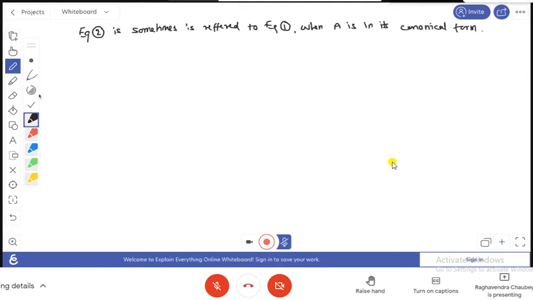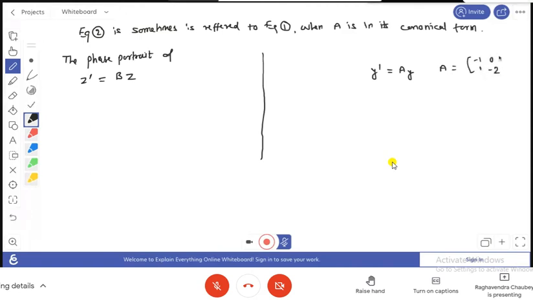okay, the phase portrait of, suppose, if we draw BZ, where B is in canonical form, and here your system is Y prime equals AY, and here A is -1 0 1 -2. Okay, so this is your matrix A here, and B is in canonical form. This is -1 0 0 -2. So this is the case here and here.